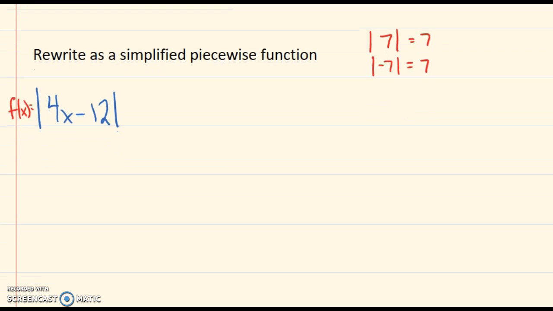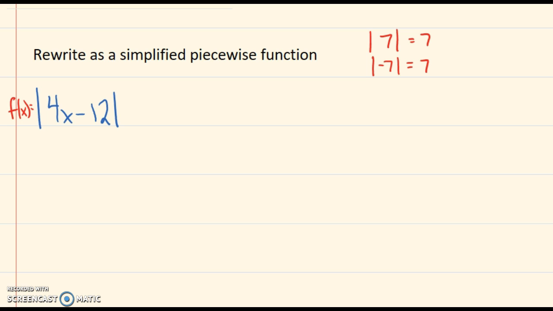And what we're going to do is take this function, f of x equals the absolute value of 4x minus 12, and write it as two separate pieces, one considering the positive case and one considering the negative case. And just for the sake of argument, we're going to lump in the case of when it equals 0 in with the positive case. It's just going to make things a little bit easier.